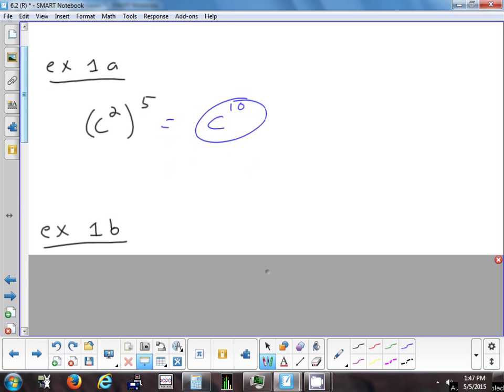Okay, I see where you got 7. A lot of people make that mistake, adding exponents as if you had something like this. That would be C to the 7th. Okay, any questions on that?